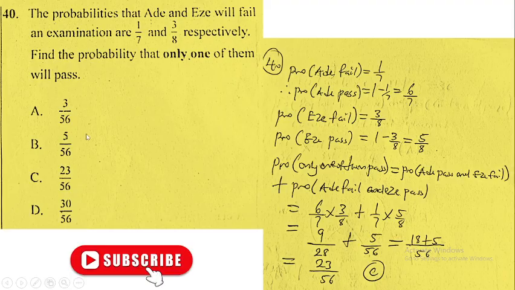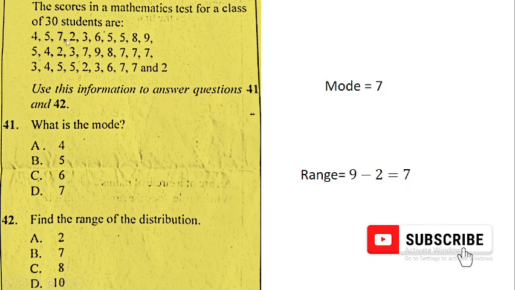So now let's move to question number 41. Question number 41 is on statistics. The scores in a mathematics test for a class of 30 students are given. Use the information to answer 41 and 42. What is the mode? If you look at it very well, the mode is the most occurring number there, and you can see that 7 occurred the most. So the mode is 7.